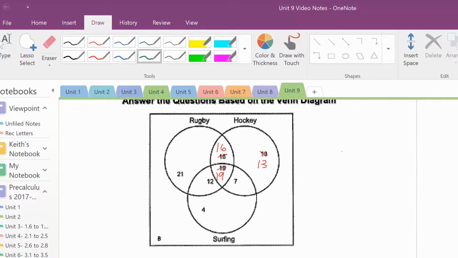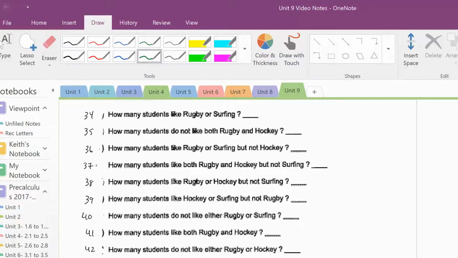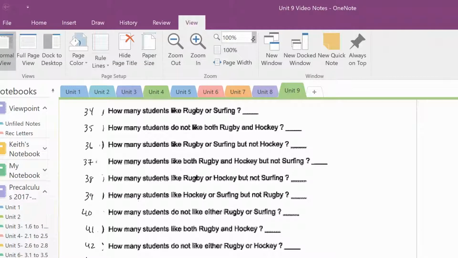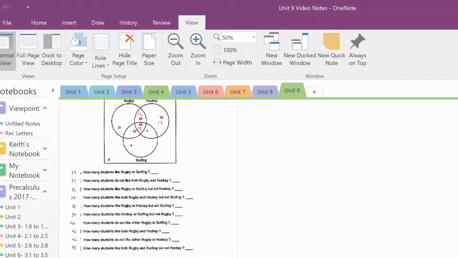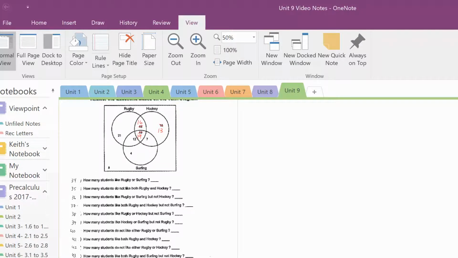All right, so next, using the Venn diagram to help you with probability. Looking at the first one, it says how many students like rugby or surfing? I'm going to zoom out a little bit so I can get this all on the same page. Or means that it's a union of rugby and surfing. So you put together the rugby and the surfing. If you add these all up, you have 21 plus 12 plus 19 plus 7 plus 16, plus 4, you get 79.